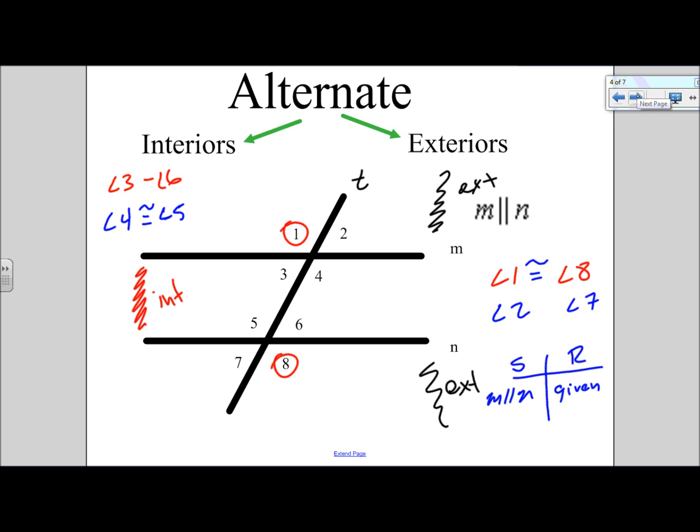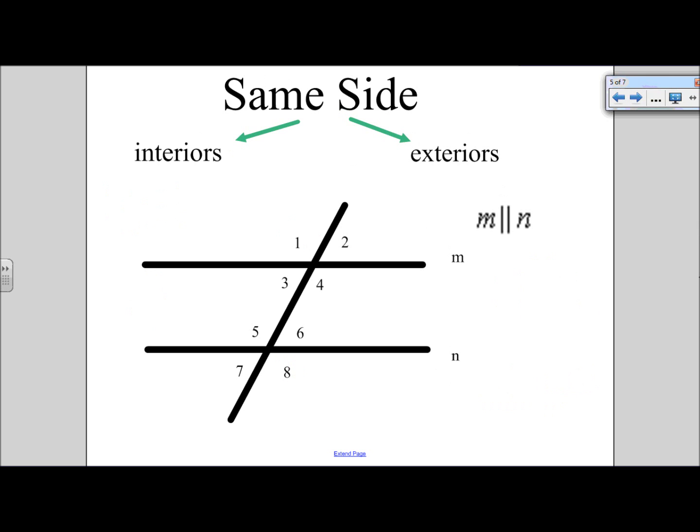I'm going to go on to same sides. Same side interiors and same side exteriors. Obviously, we're looking at the same side of the transversal now. Still interior and still exterior, but same side interiors would be angle 3 and angle 5. Then we also have angle 4 and angle 6. So notice they're on the same side of the transversal, tucked away nicely inside of those 2 parallel lines. But then the relationship, 3 and 5. Do 3 and 5 even look close to congruent?